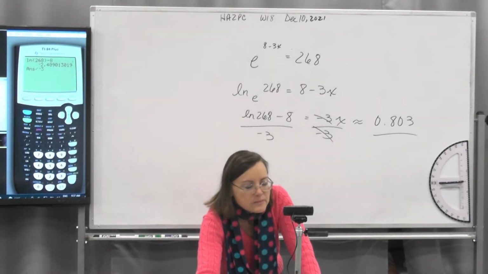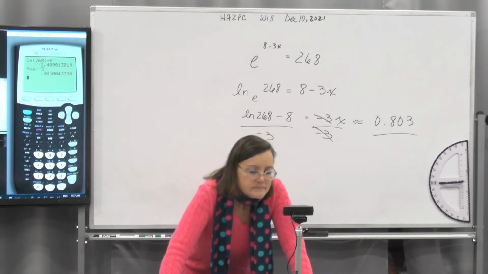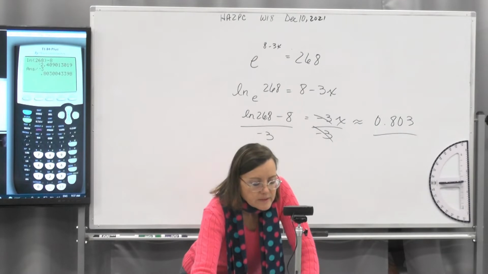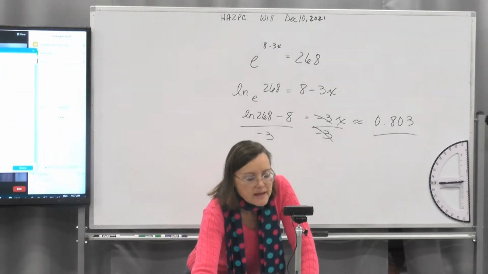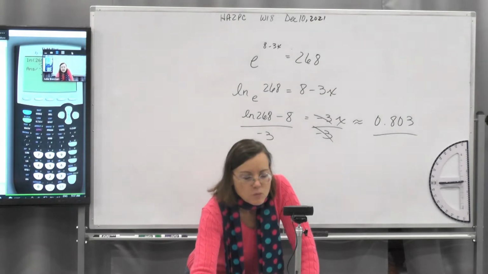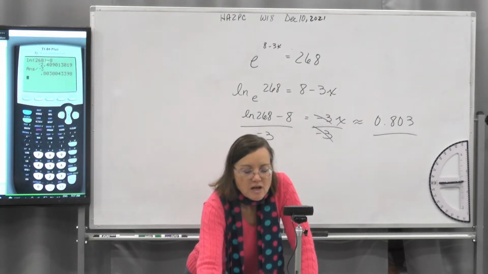Are you raising your hand, Onyx? And there you go. Yeah, I got closer to 8.25. I got 8.25. So I'm going to share my screen. You're going to see my calculator strokes. And that's what you should get. Natural log of 268 minus 8, I get that. If I divide that by negative 3, I get 0.0803.